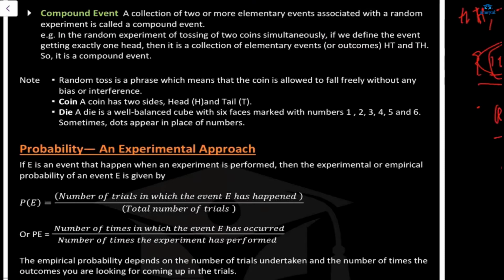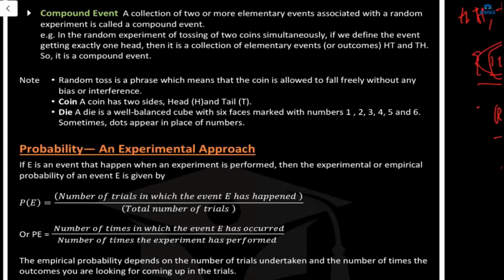Similarly, if you are throwing a dice and I'm telling you the numbers that are even numbers, so in even numbers you'll get 2, 4, 6. These 2, 4, 6 are individually elementary events, and combined in this form they are called a compound event.